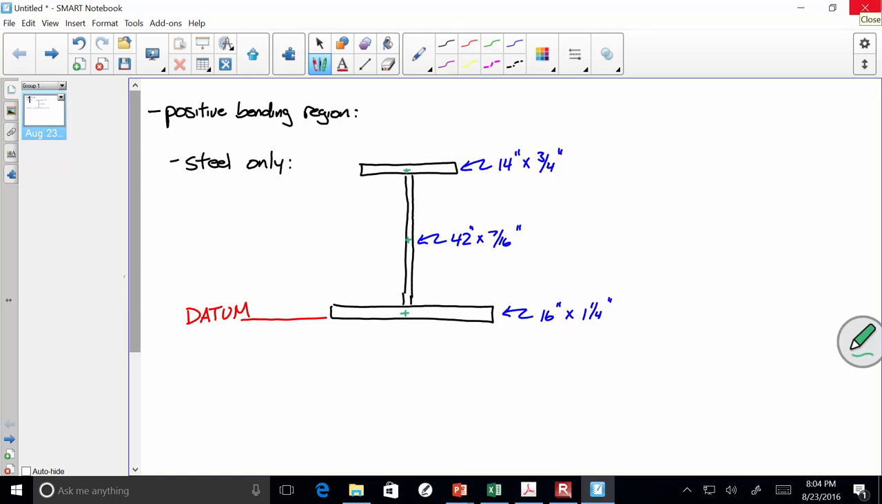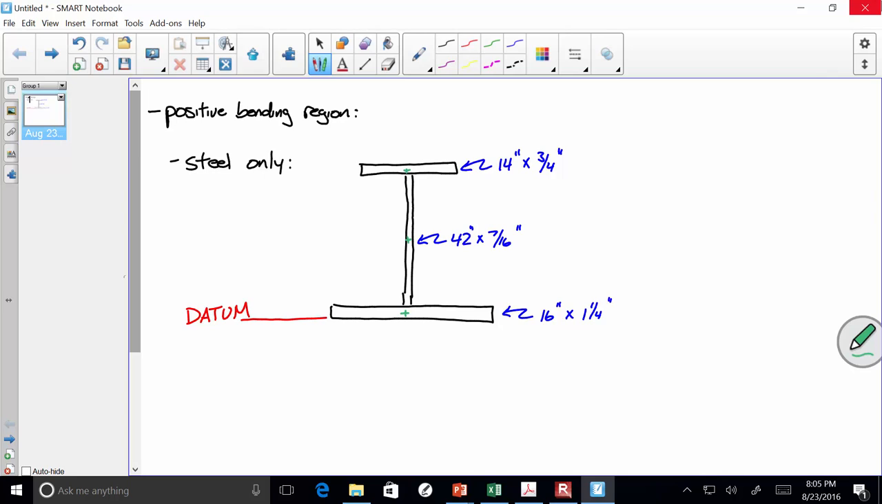So, help me out. If I'm referencing all the distances from the datum, how far is it from the datum to the centroid of, say, the bottom flange? How do I get there from the datum to the centroid of this? What do I do? Half of this, right? Sound good? Now, how do I get from the datum to here? There you go. Go the 1 1/4 and then half of that, the 42, right? How do I get here? I go that, the 42, and then half the 3/4. Sound good? Okay, all right.